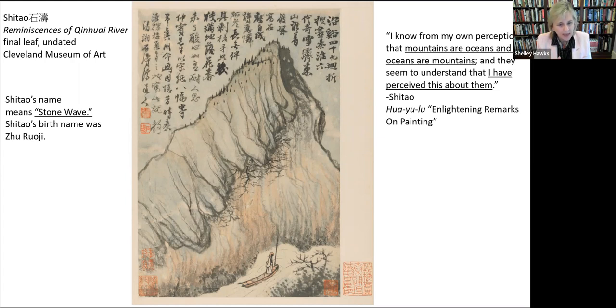The inscription on the painting speaks of his quest to locate the last plum blossoms of the season, none of which appear visible in this image. In his treatise, Shitao had said, "I know from my own perceptions that mountains are oceans and oceans are mountains, and they seem to understand that I have perceived this about them." So I think that that puzzling statement about oceans being mountains and vice versa makes more sense after seeing this image of a wave-like mountain.